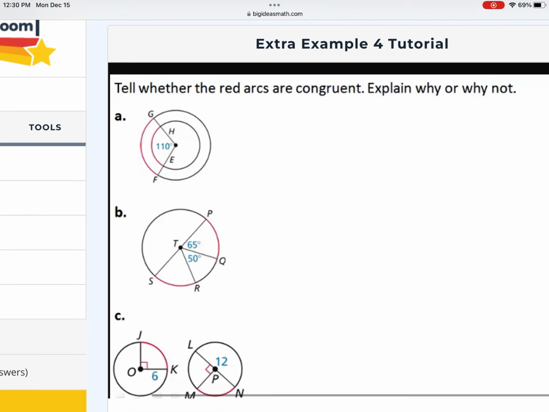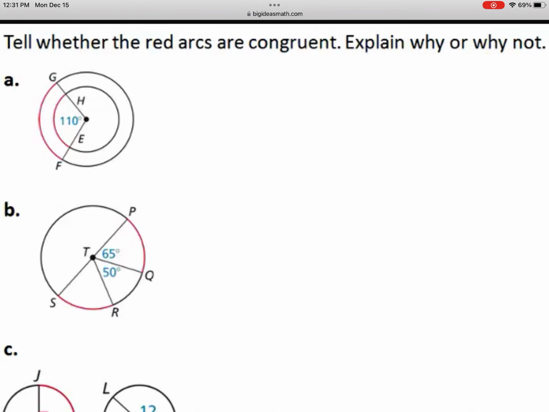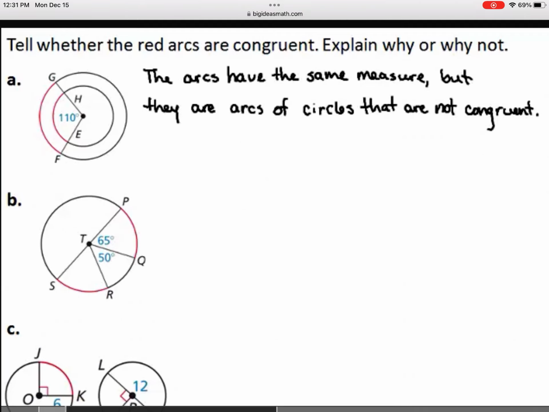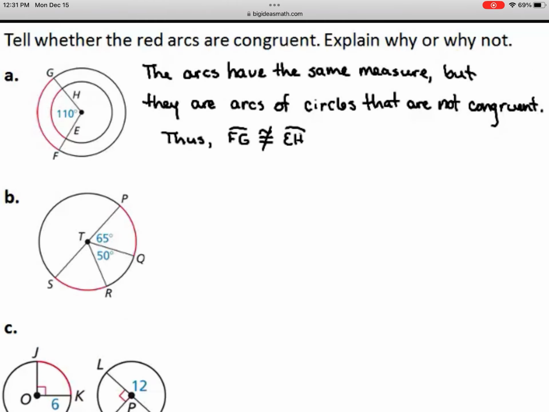Tell whether the red arcs are congruent. Explain why or why not. Part A. The arcs have the same measure, but they are arcs of circles that are not congruent. Thus, arc FG is not congruent to arc EH.